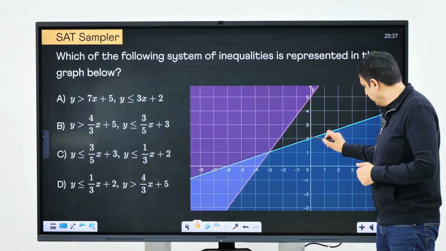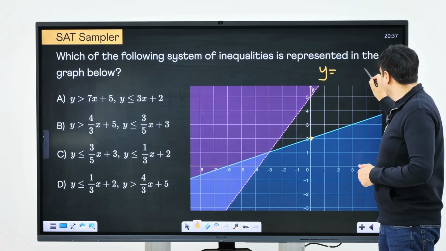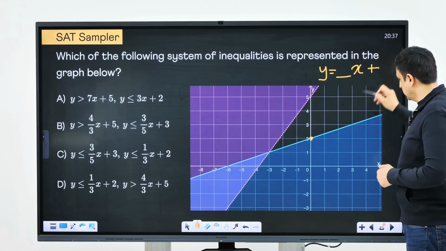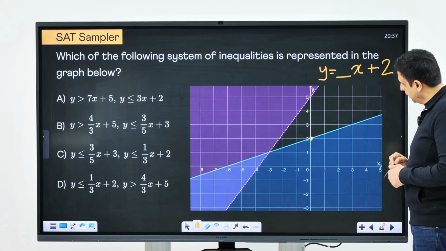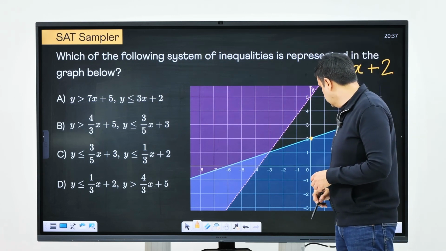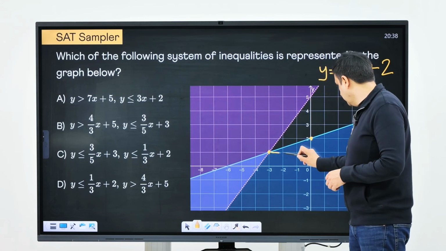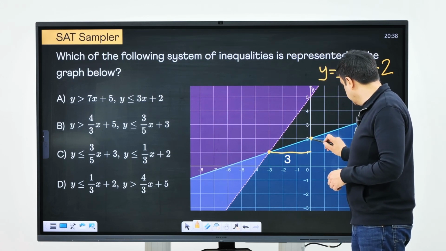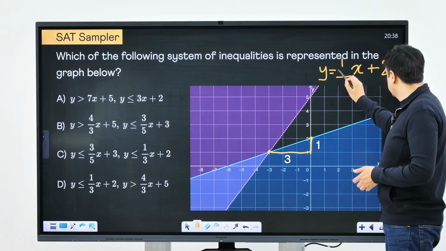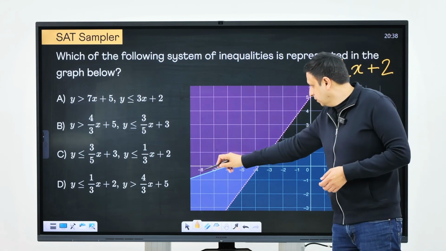We can see that its y-intercept is 2, so it will be of the form m times x plus 2, where we have to find m, the slope. And how do we find the slope? I could use perhaps this point and this point. For a run of 3, the rise is 1, so the slope should be 1 over 3. So y is 1 over 3 x plus 2. So that's the equation of this line.